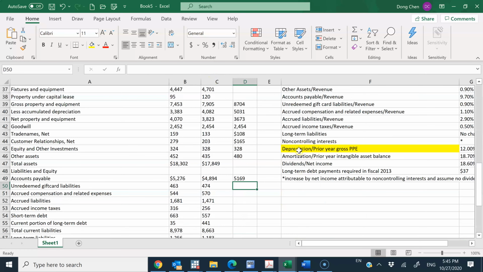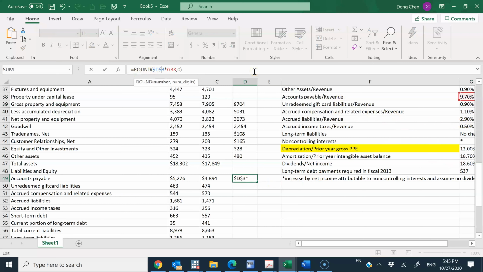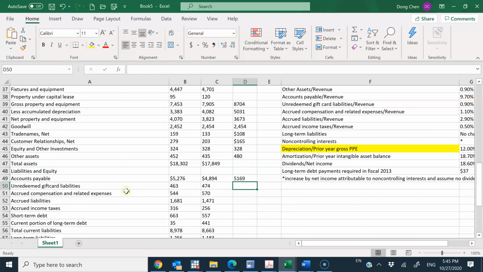Okay. So unredeemed gift card liabilities. You can see a lot of the items here are as a fraction of the revenue. That's why here I also want to do a trick of adding the dollar sign to fix the cell. So now I have to make sure the sequence of these items matches the sequence of the items here. So you can see that seems to be the case, right? Accounts payable followed by unredeemed gift card liabilities, and accrued compensation, accrued liabilities, and accrued income taxes.